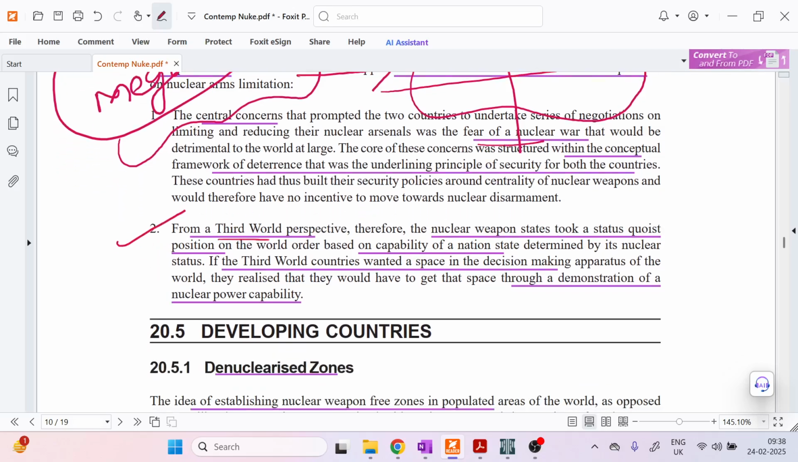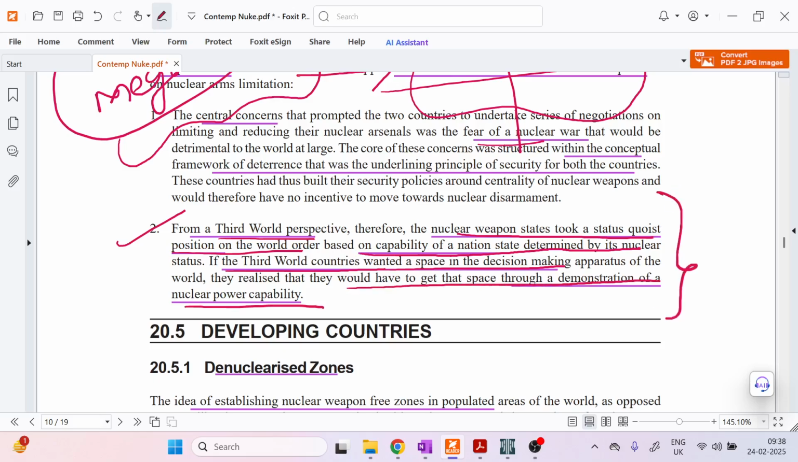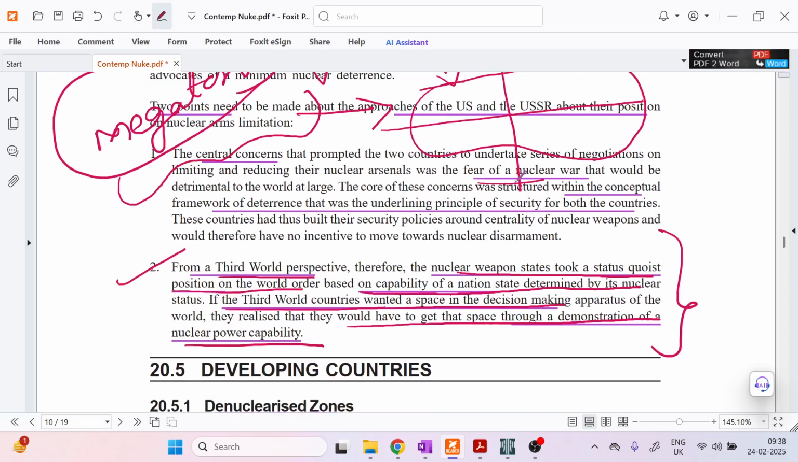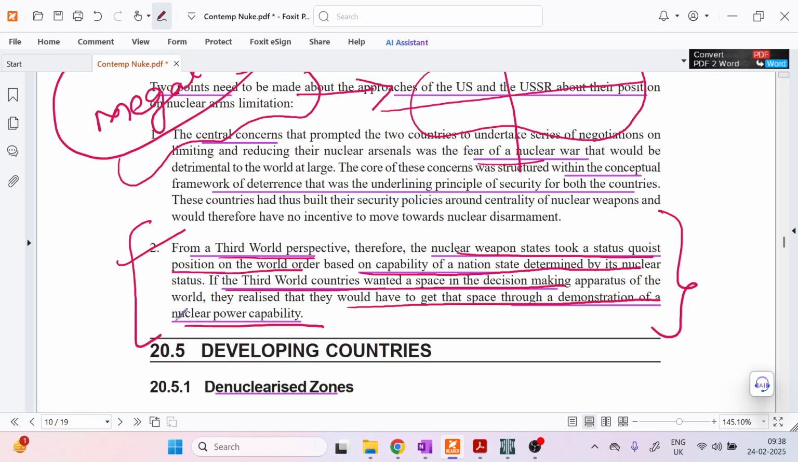Then, from a third world perspective, the nuclear weapon state took a status quo position on the world order based on the capability of a nation determined by its nuclear status. So if a third world country wanted a space in the decision making apparatus, they would have to get that space through a demonstration of nuclear power capability. So again, another element of the arms reduction and arms limitation between the US and USSR had a third world angle here.